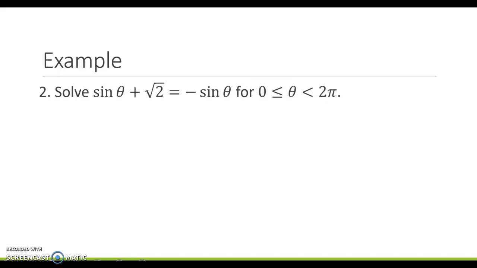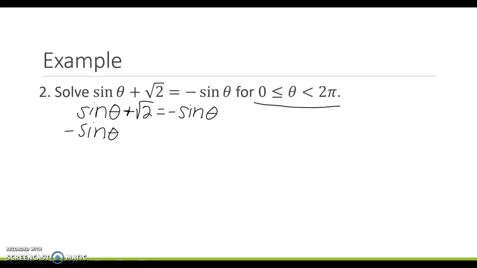So this time we're solving for sine of theta plus square root of 2 equaling negative sine of theta, and we're looking at the interval 0 to 2 pi. So now we're looking at radians, but we're still looking at just one period of the function or one revolution of the unit circle. We're going to start by, so we have sine on either side of the equation. Let's get those together by subtracting this sine to the other side.